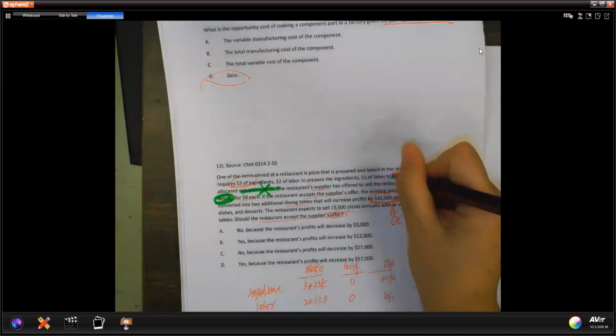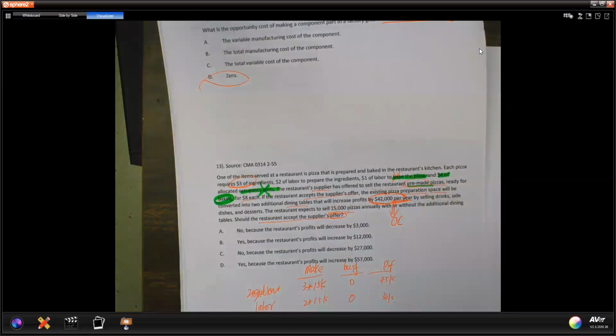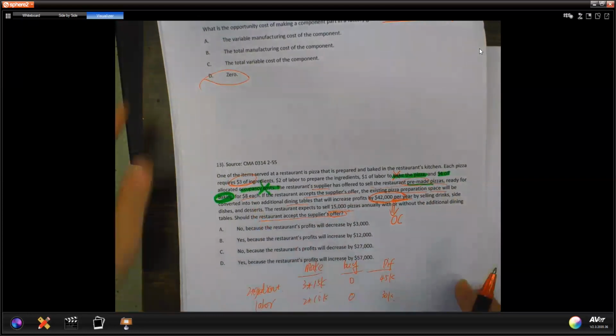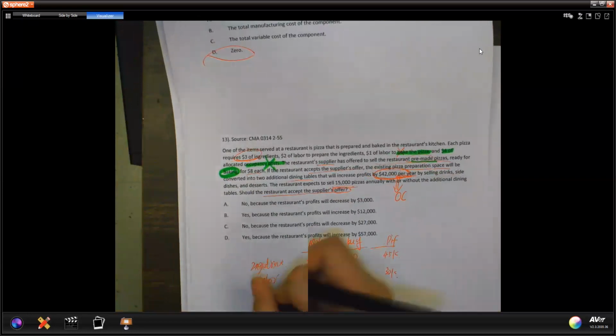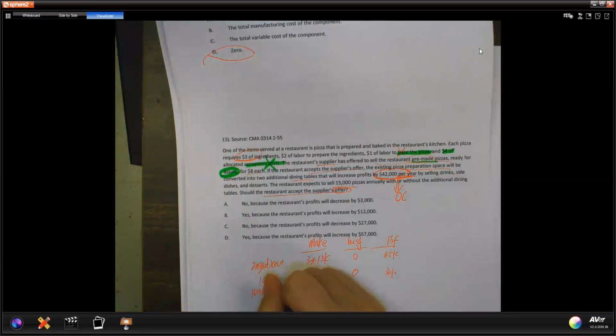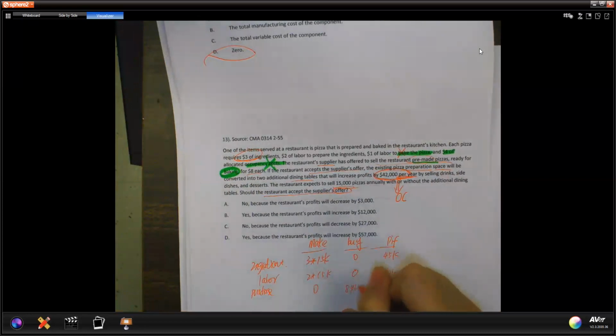So we found out the baking fee is irrelevant because no matter if you make or buy, you still have to bake, and then allocated cost is also irrelevant. And then we also have the purchase cost for your pre-made pizza, right? If you make, you pay 0. If you buy, $8 each, 15,000.